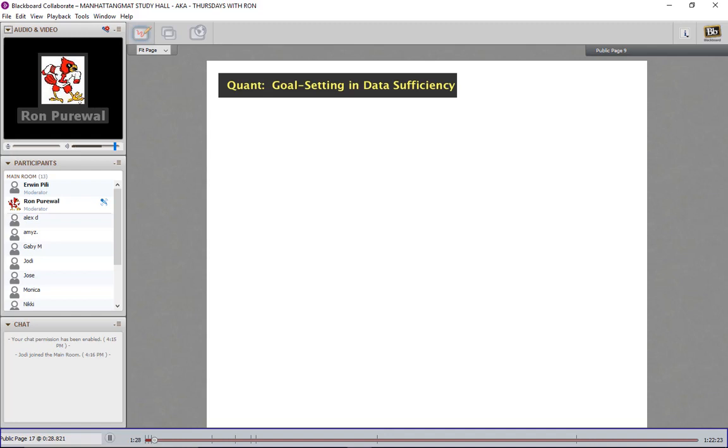Okay, the sample problem that we used last week to illustrate exactly what we mean by goal setting was this. Let's just look at it again. Question is, what is 2x plus 2y? Statement 1, the sum of x and y is 5. Statement 2, the difference between x and y is 2. Just look at that for 10 seconds, something like that.